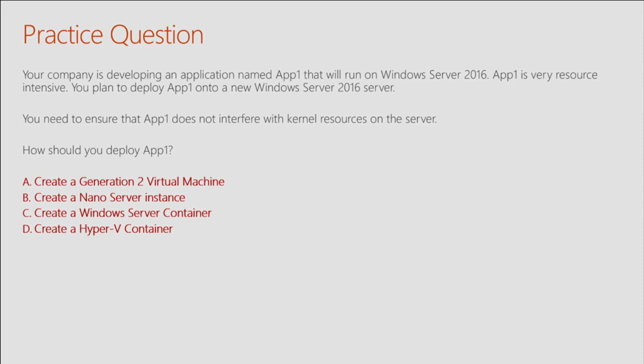Let's have a quick practice question on this. Your company's developing an application named App 1 that will run Windows Server 2016. App 1 is very resource intensive. You plan to deploy App 1 on a new Windows Server. You must make sure that App 1 does not interfere with kernel resources on the server. How should you deploy App 1? Given that we've just been talking about containers, that should get rid of half the answers. You're saying D? What's the right answer? D is the right answer.